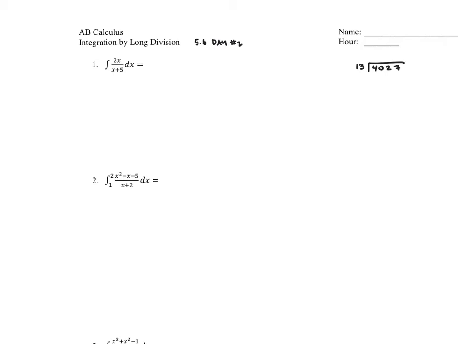So 13 doesn't go into 4, but 13 goes into 40. It goes in 3 times. We multiply through. 3 times 13 is 39. Do a little subtraction. We get a 1. Now 13 doesn't go into 1, and 13 doesn't go into 12, but 13 does go into 127. Goes in almost 10 times. Okay, actually goes in 9 times.